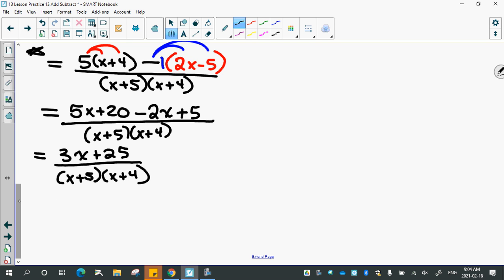Can the numerator be factored is the next thing you check for. The only possibility would be common factoring, but 3 doesn't go into 25. So we're done. We just need to restate our restrictions that we found way up at the beginning. And that's our answer.